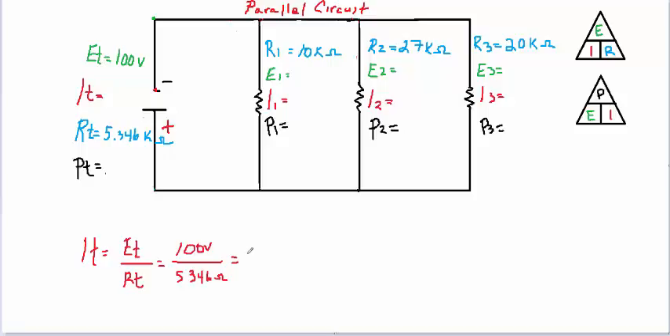Okay, so if you do that, you should come out to 18.7 milliamps. Now, looking at a base unit, 1, 2, 3 would be equal to 0.0187 amps. So a fairly small amount. So we're going to use the 18.7 milliamps.